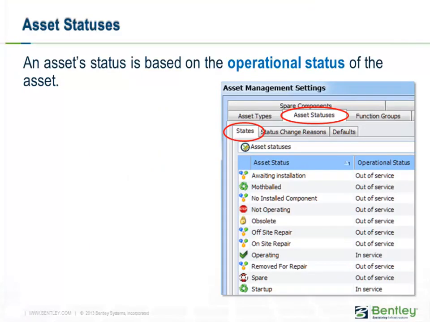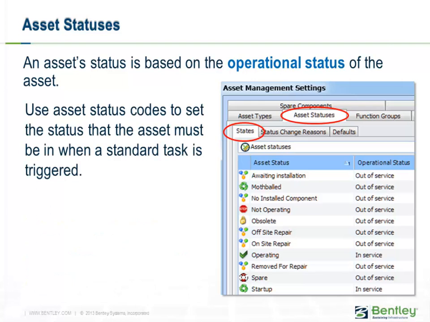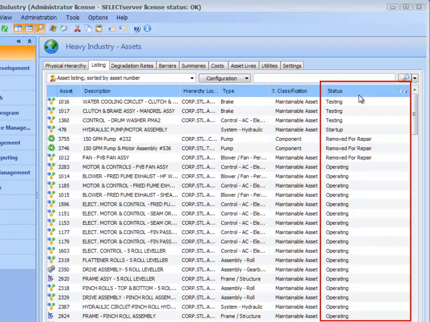Asset statuses. An asset's status is based on the operational status of the asset. Unique statuses can be defined for each asset type. You can use asset status codes to set the status that the asset must be in when a standard task is triggered. For example, you might create a standard task that is only triggered when an asset is removed for repair. Changing the asset status could affect triggers for existing standard jobs. You can also use status codes to sort assets in a list.